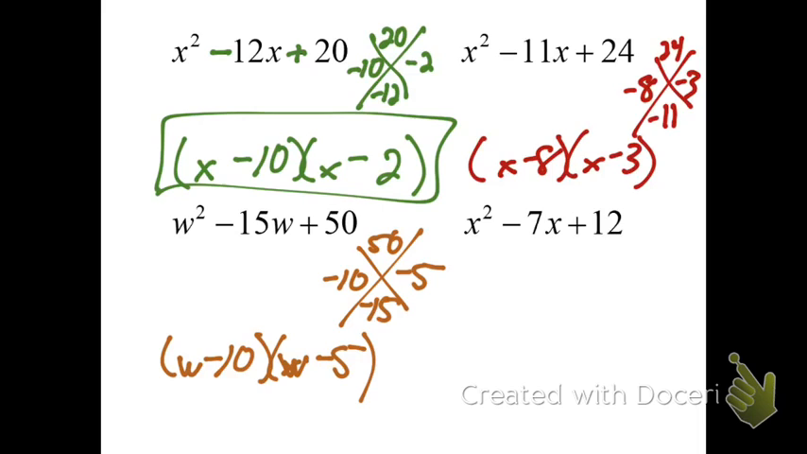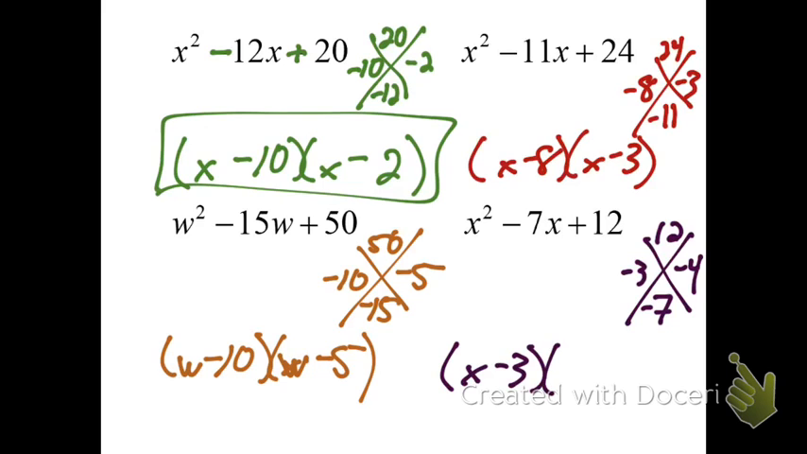And then let's do another different color, one that I haven't done before. Ooh, okay. So two numbers multiply to 12 and add to a negative 7. That's going to be negative 3 and negative 4. So I get x minus 3 and then x minus 4.